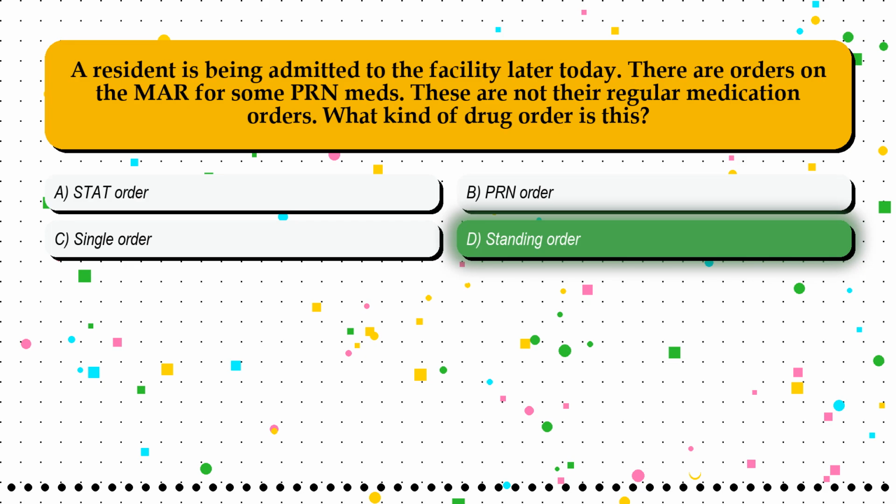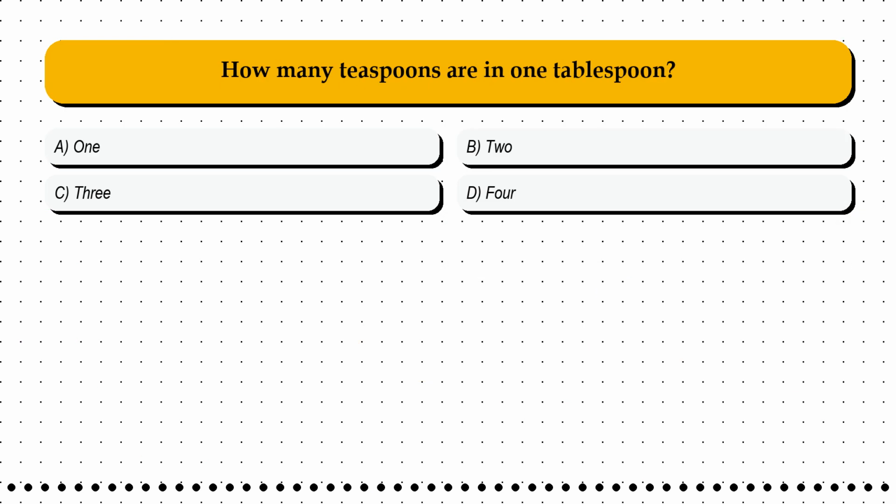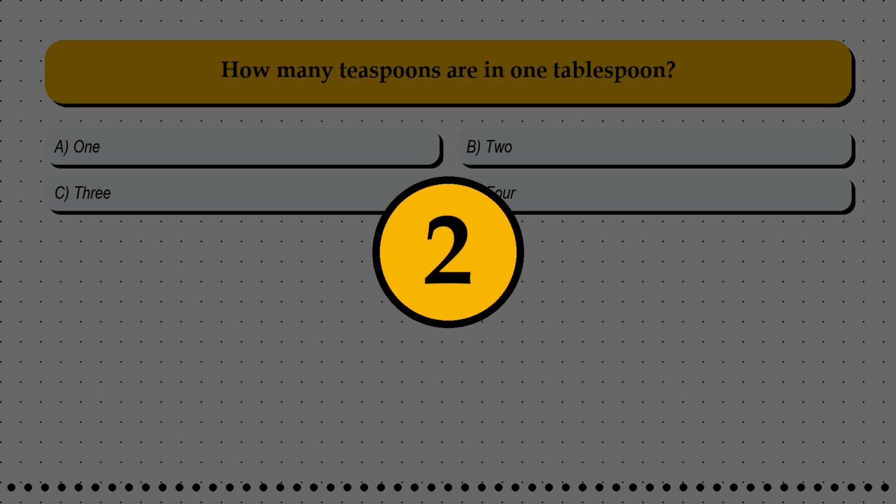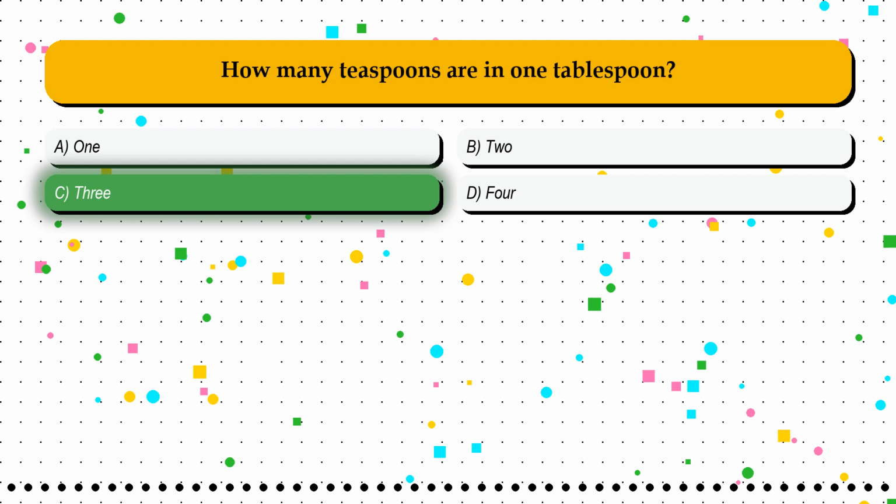The correct answer is option D, standing order. Question 335. How many teaspoons are in 1 tablespoon? Option A, 1. Option B, 2. Option C, 3. Option D, 4. The correct answer is option C, 3.